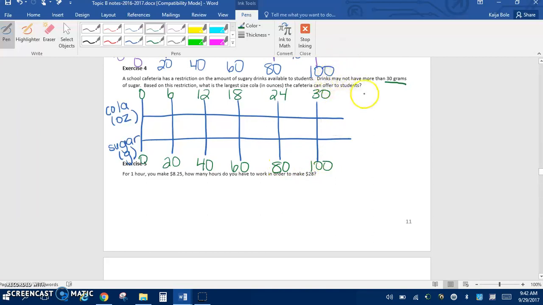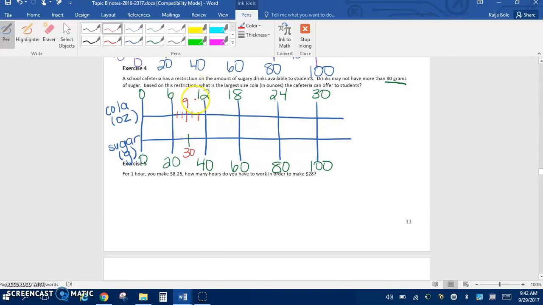It says drinks may not have more than 30 grams of sugar. So we're going to place 30 grams on our number line, and 30 we know is going to be right in between 20 and 40. This is 30. Then we're going to look right in the middle of 6 and 12. If we count from 6, this is 7, 8, 9, 10, 11, 12. So we know that this is going to be 9.